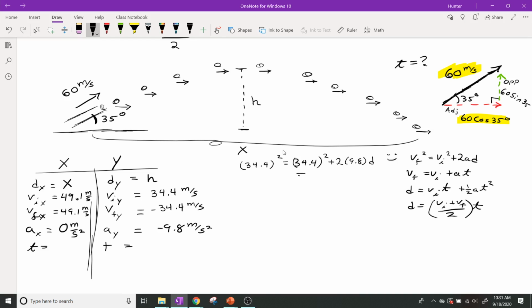You say that the displacement is equal to 0? And I'm going to say, of course it does. Why would it equal 0? Yeah, because you went up and then down, right?